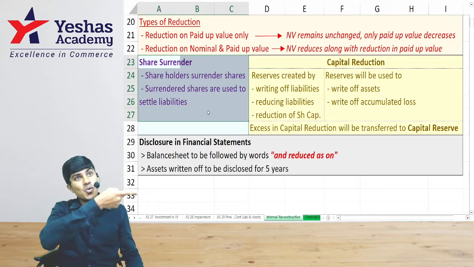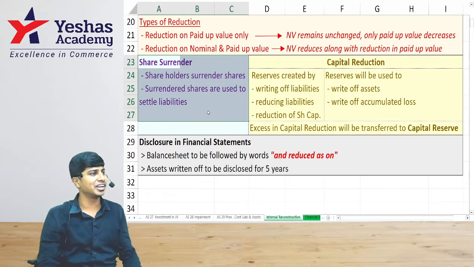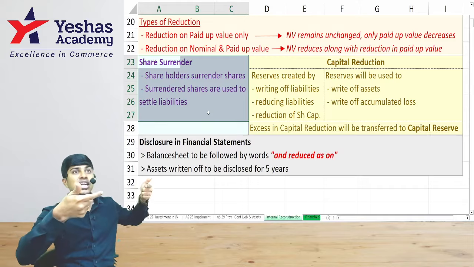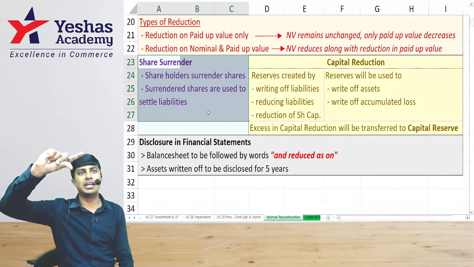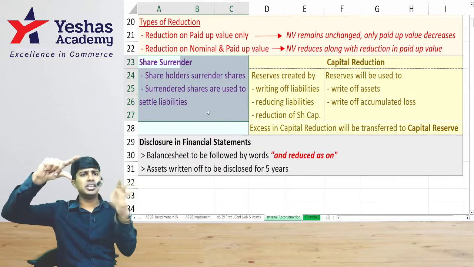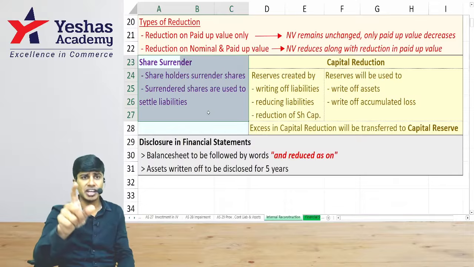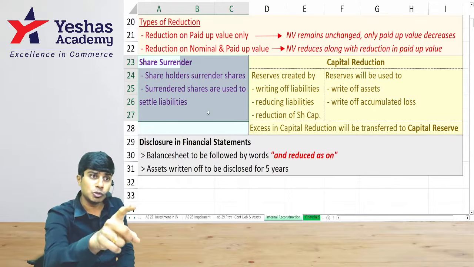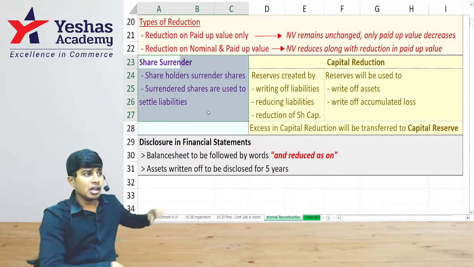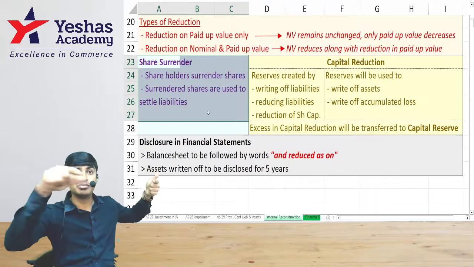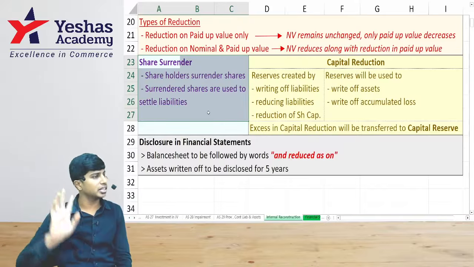There the entry will be ulta of what you wrote when you got the share surrendered. When you got the share surrendered, share capital to share surrender. When you issue these to somebody, share surrendered to share capital. That credit share capital can be equity or preference. Understood? So when surrendered shares are given against liability, that liability should first be transferred to capital reduction, and share surrender entry share capital to share surrender, issuing from that surrender entry share surrender to share capital.